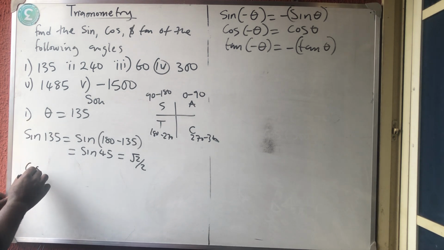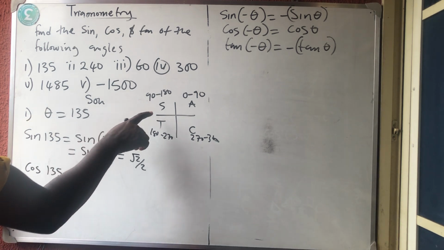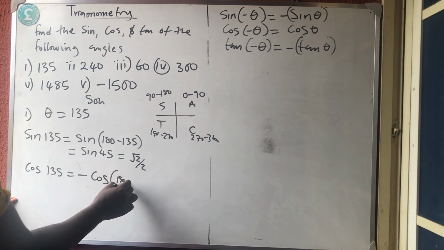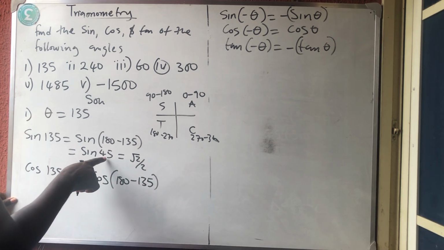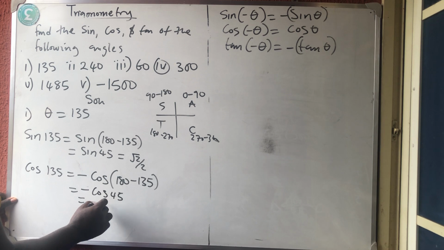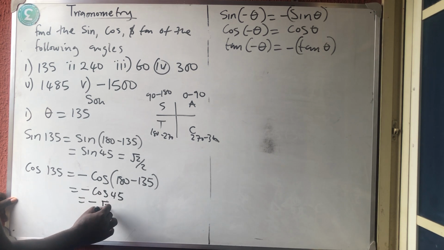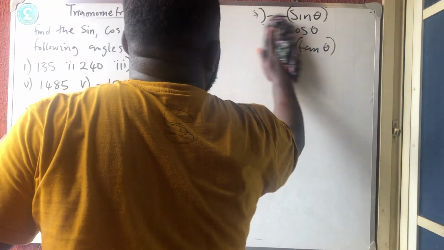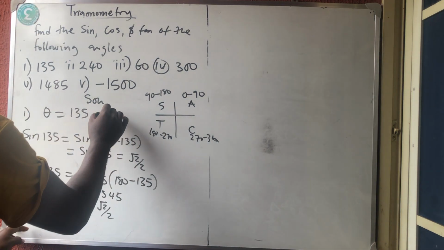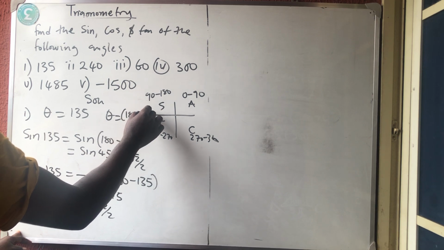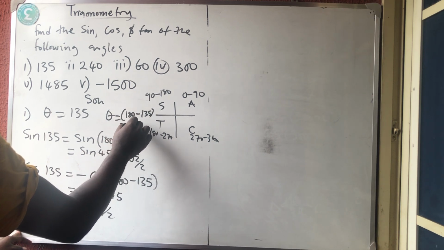Now let's do the cos. Cos 135 is the same as, since sine is the only one that is positive here, minus cos of 180 minus 135. You see, I'm reducing it back to the first quadrant. Minus cos 45, which is minus root 2 over 2. So, in fact, the angle I'll be using should be 180 minus 135, which is 45.